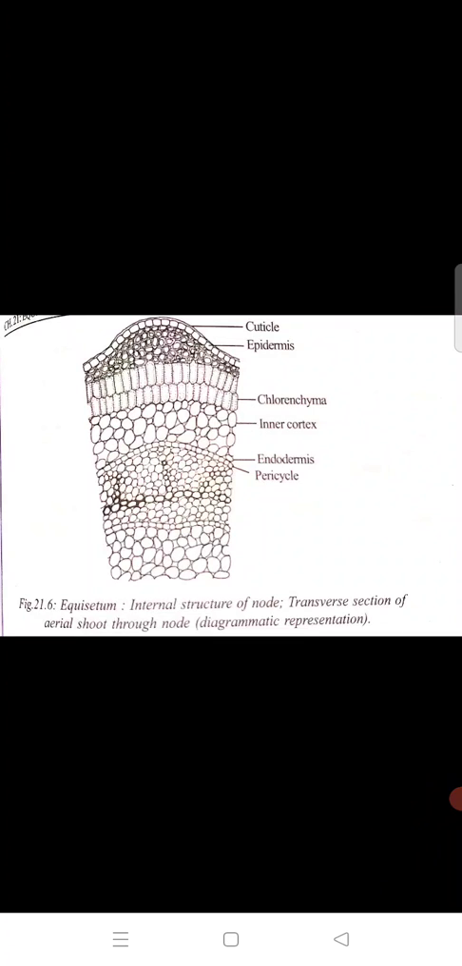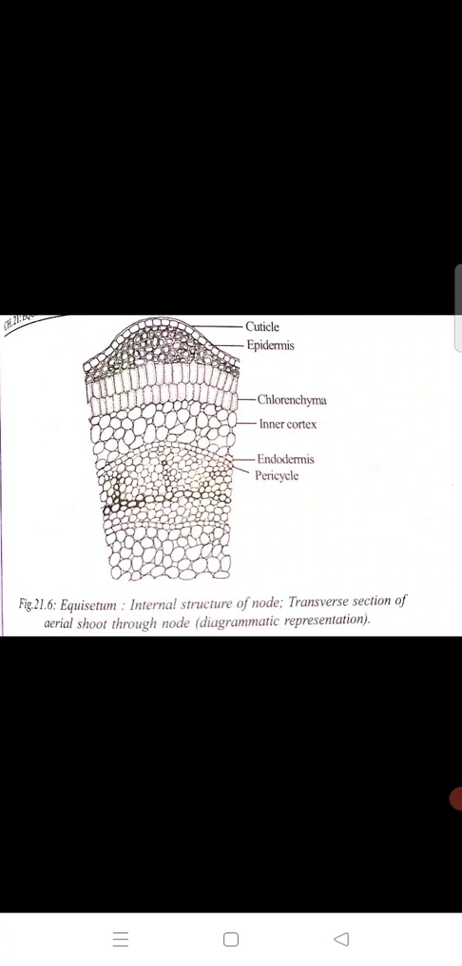And the next zone is endodermis. So here the endodermis is single layered. It lies below the cortex. It is followed by a single layered pericycle. Inner to the pericycle there is a stele. Here the stele is similar to that of the internode, but the vascular bundles are compactly arranged in the form of a cylinder. There is the absence of carinal canals.